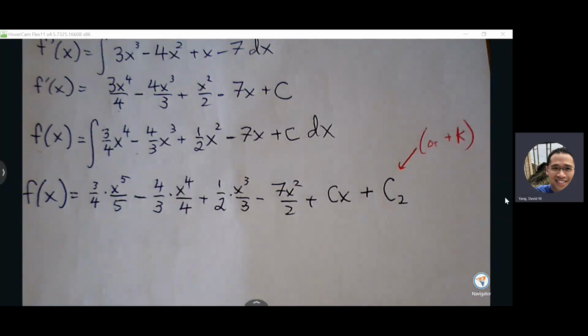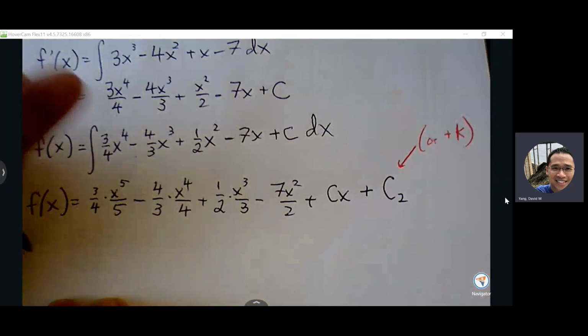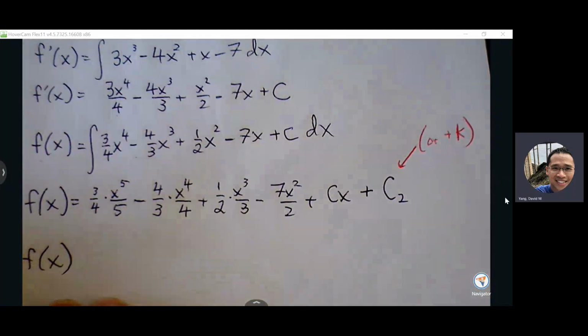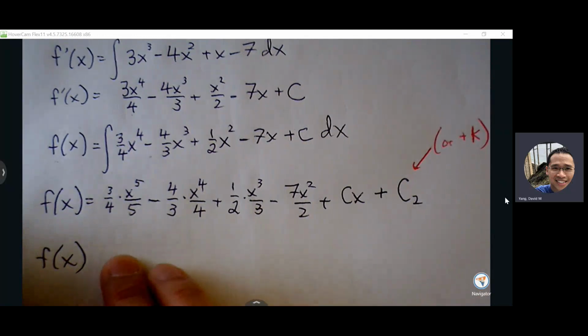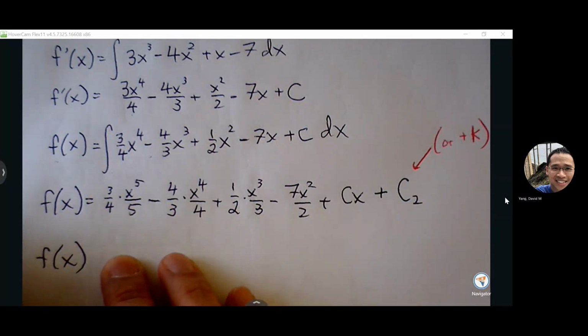All right, so there's your answer. We can do a little bit of cleanup though, clean up all the coefficients, and we are able to rise up all the way from f double prime to f of x.